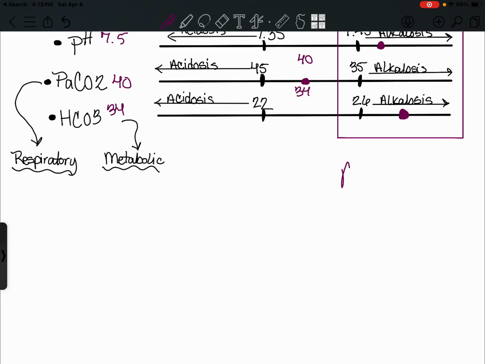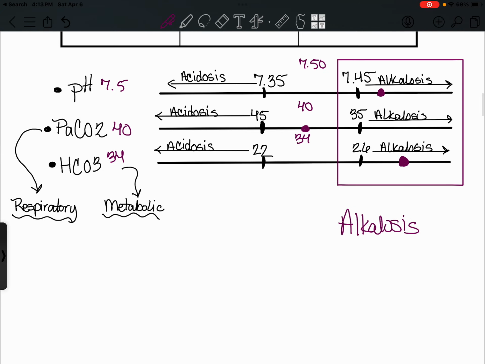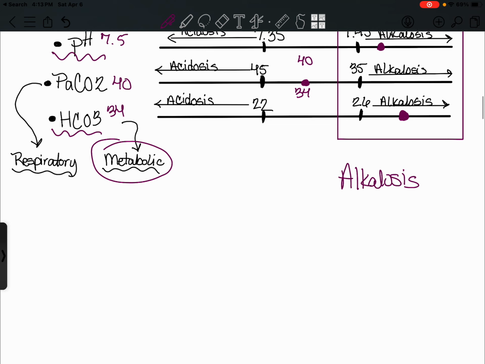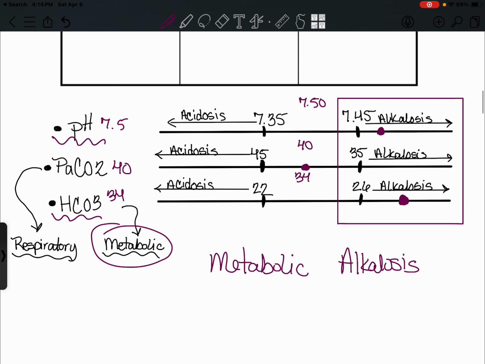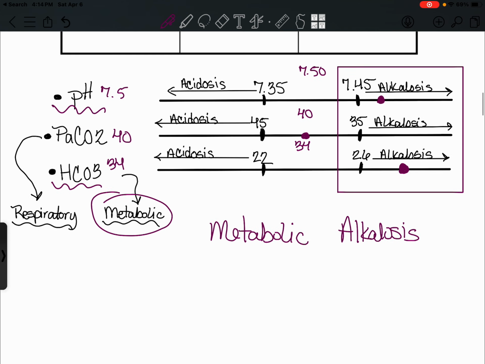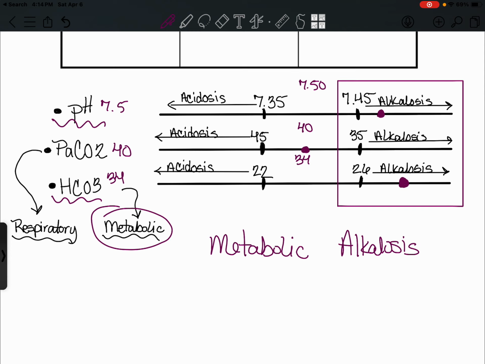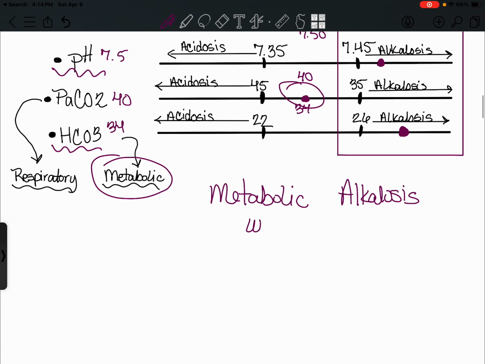So I know whatever it is, it's alkalosis. But is it metabolic or is it respiratory? Well, my pH is alkalosis, but my HCO3 is also alkalosis, so it's going to be metabolic. At this point, I have metabolic alkalosis. But is it compensated? Is it uncompensated? Partial? Well, I see that this right here is in the middle. That means it is uncompensated.